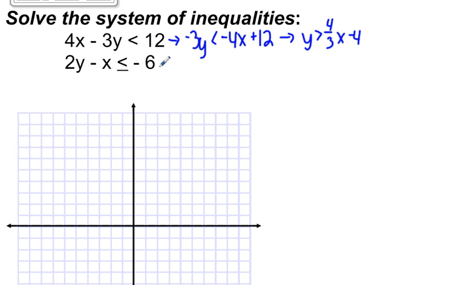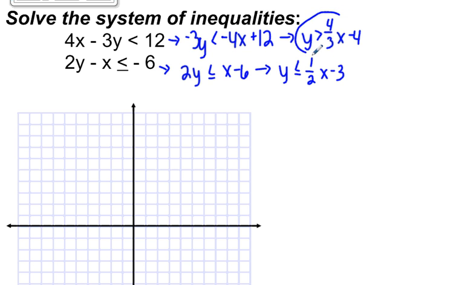For my second inequality, I'm going to also isolate the y variable, this time by adding x to both sides. And next I'll divide everything by 2. So then I have the equation y is less than or equal to 1/2 x minus 3. So here are the two inequalities that I'm going to be graphing on the same coordinate plane.